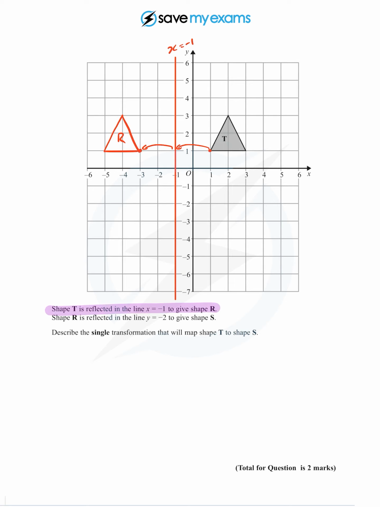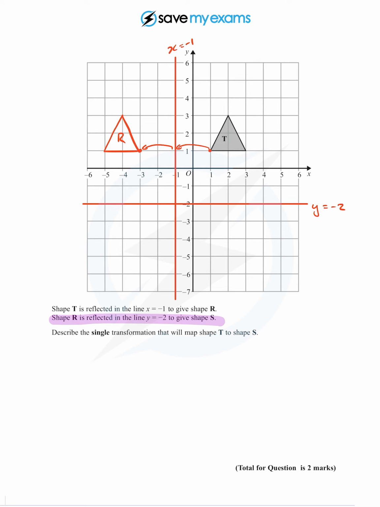Well, we need to reflect the one we've just drawn in the line y equals minus 2, and so that's this we need to do here. Y equals minus 2 is a horizontal line through minus 2 on the y-axis. So let's draw that a little more accurately. It looks a little bit like that. There's y equals minus 2.